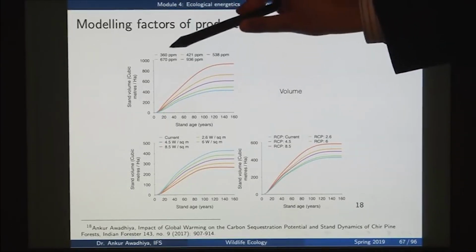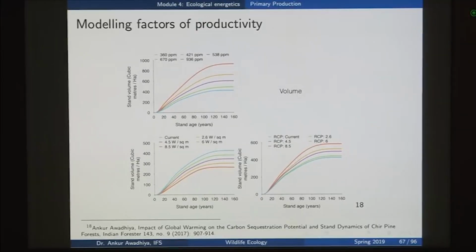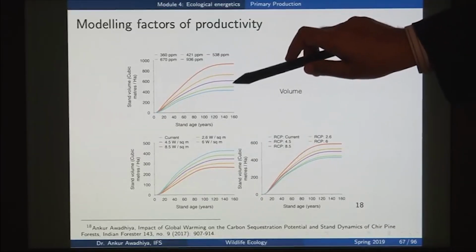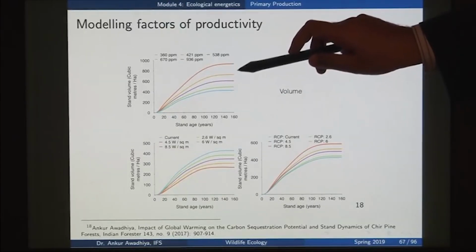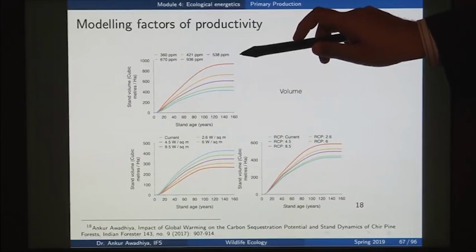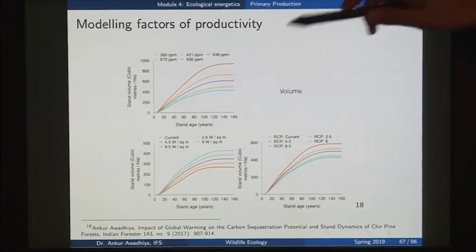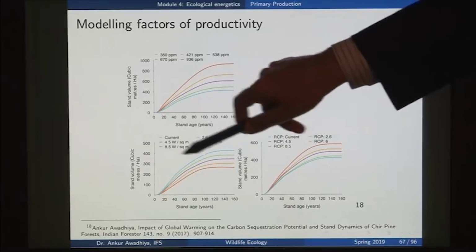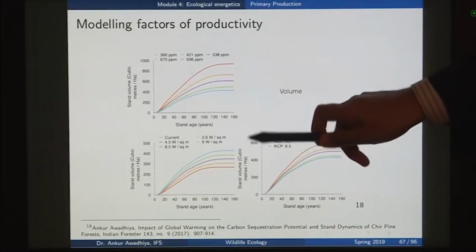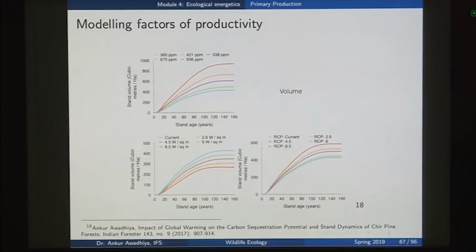If you increase carbon dioxide and keep everything else constant, so you keep temperatures constant, you can see that the stand volume increases. This is 360, this is 421, this is 538 and so on. So, with increasing carbon dioxide concentration, the stand volume will increase. This is an impact of the carbon dioxide fertilization. Whereas, if you keep the carbon dioxide constant and only increase the temperatures, in that case the stand volume goes on decreasing with different levels of global warming.